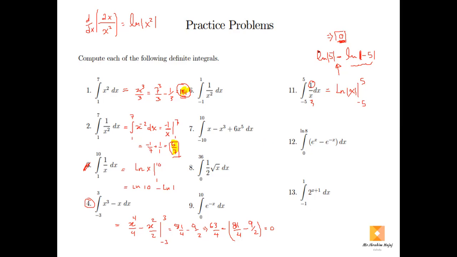Because when you put ln 5 minus ln -5 in the calculator, you know that the domain of logarithm functions should be more than 0. So when you enter ln -5, it gives you a math error. It doesn't exist.